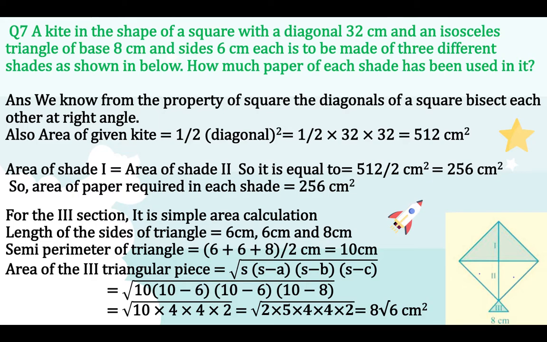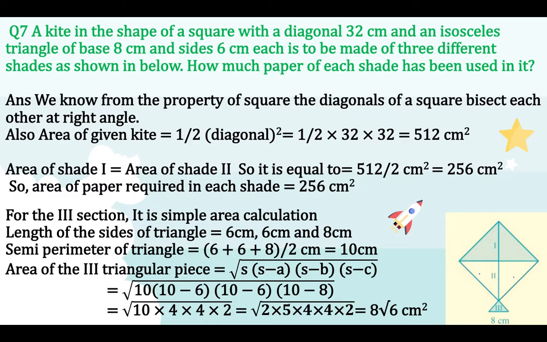Now for the third part, we are given all the sides, so I will use the Heron's formula. I will find out the semi-perimeter by adding 6 plus 6 plus 8 divided by 2. So I get the answer as 10 centimeter. So what is the area of this third triangle or the third shaded region? It is under root of s into s minus a into s minus b into s minus c.